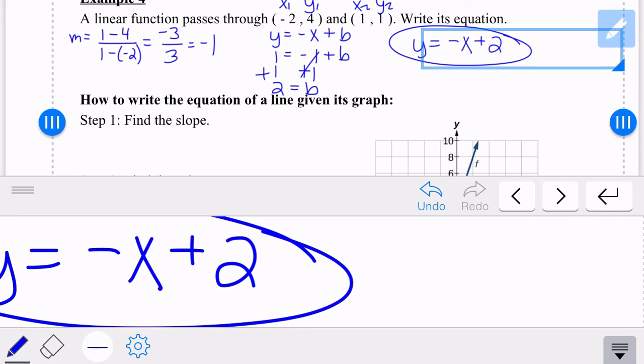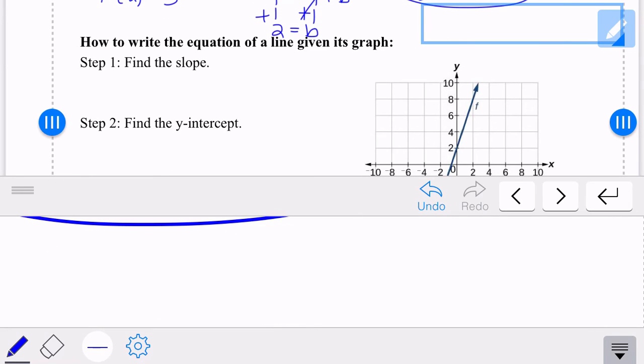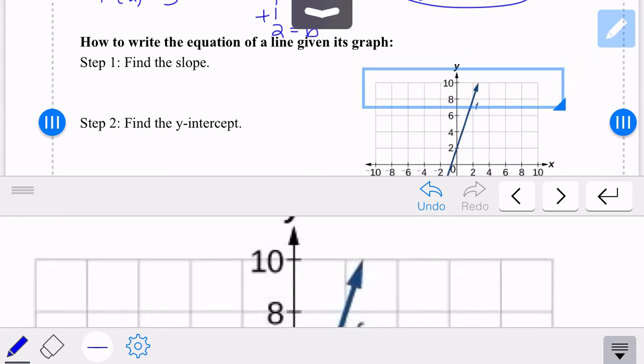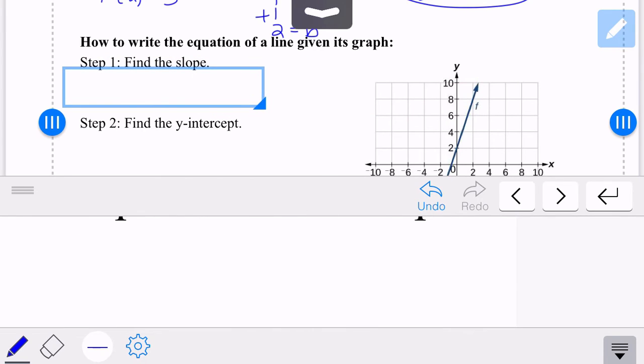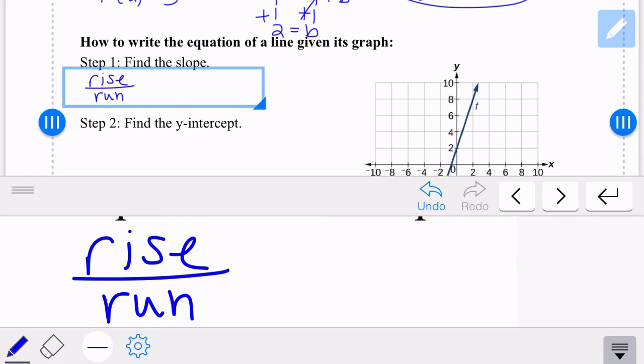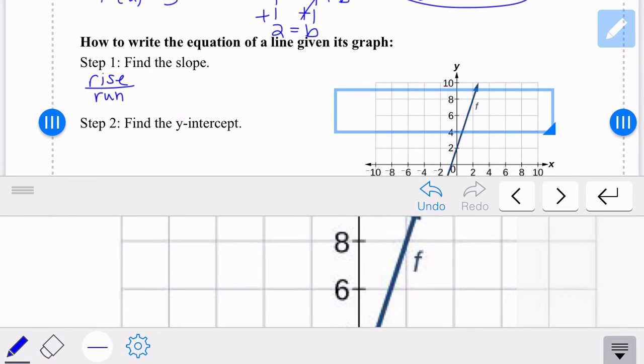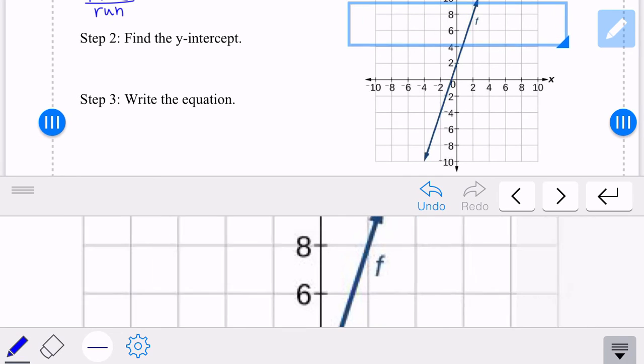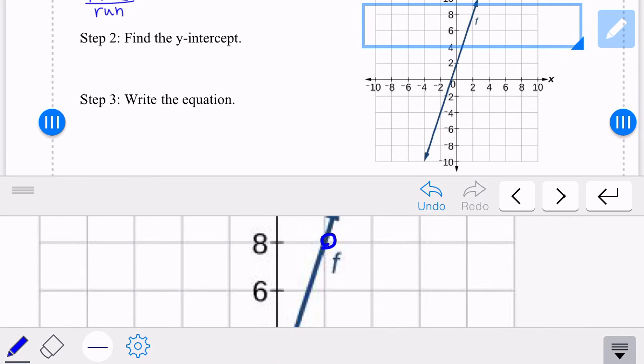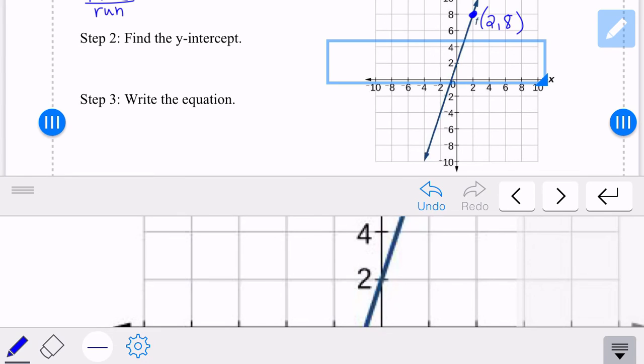Okay, next example. How to write the equation for a line given the graph? Well, like we did before, we need to find the slope. So we need to get our rise over run. So let's take a look down here. Remember, we want to pick easy points, so look for something that crosses. So here's one at 2, 8. This is that same example from your lesson from yesterday.